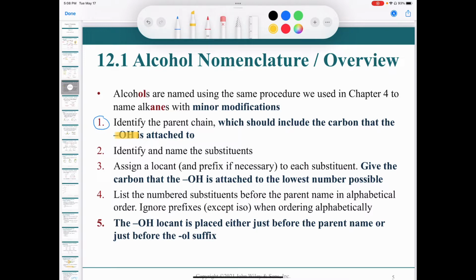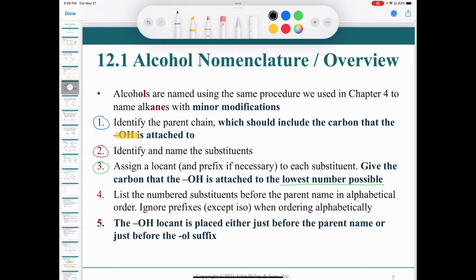Then we want to identify and name our substituents, whether they're a chloro, bromo, methyl, ethyl, isobutyl, whatever. Then we want to assign a locant, which is nothing more than a number, and a prefix if necessary. So 3,3-dimethyl, 4-ethyl, whatever, to every substituent. And we give the carbon that the hydroxyl is attached to the lowest number possible. We don't worry about the other substituents. The only thing we're concerned with is giving the hydroxyl the lowest possible number.